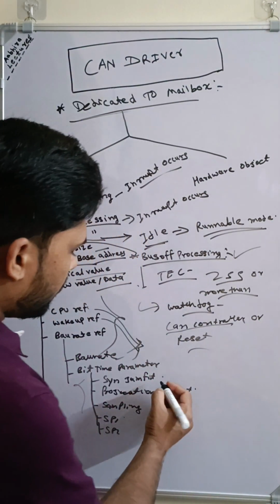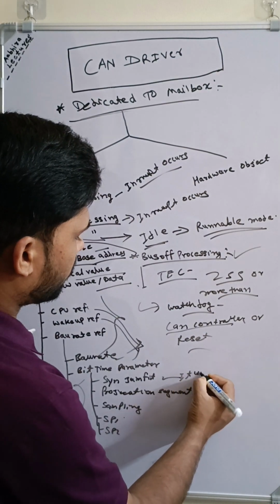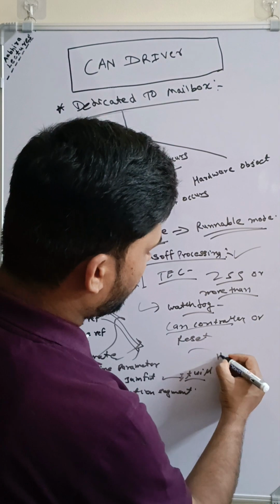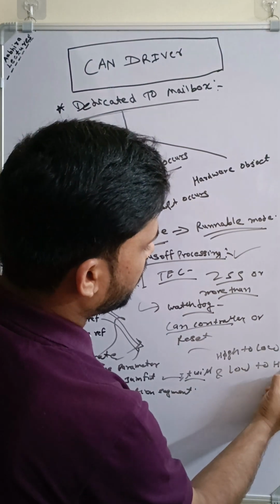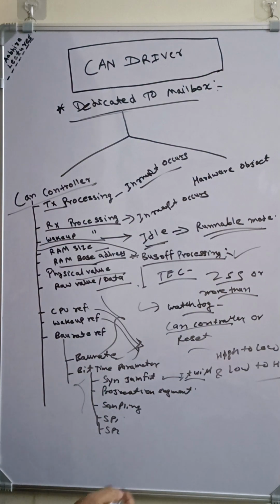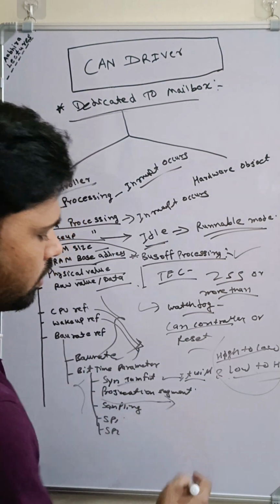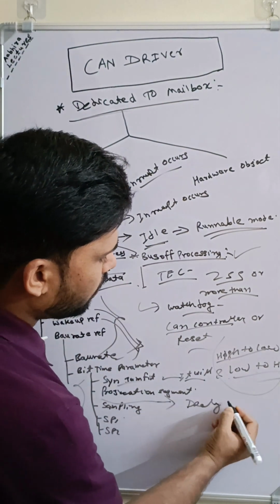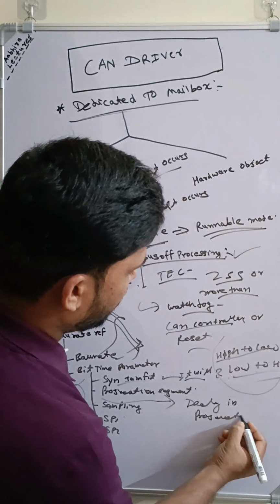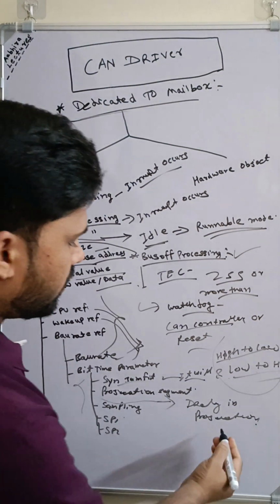The synchronization jump fit will change the voltage from high to low and low to high. That is the purpose of synchronization jump fit. Next, the propagation segment is used for the delay in propagation. That is the purpose of the propagation segment.